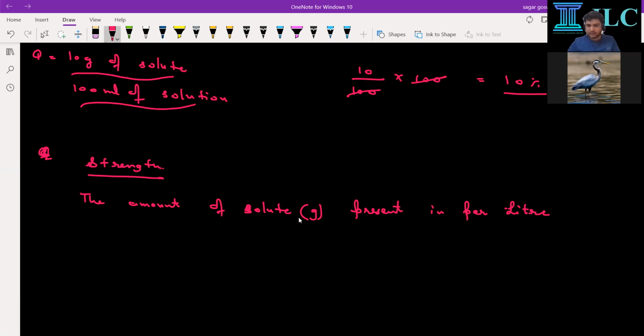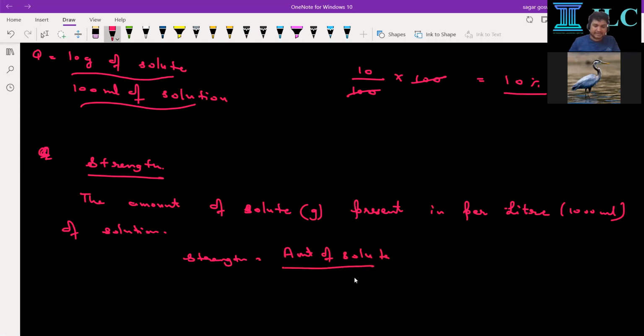So the amount of solute present per liter means 1000 ml of solution. So now just tell me, what is the formula for that? I just told you, the amount of solute means in the numerator, in gram, and per liter of solution. It is just the representation of the definition, but you have to write the total volume of solution.